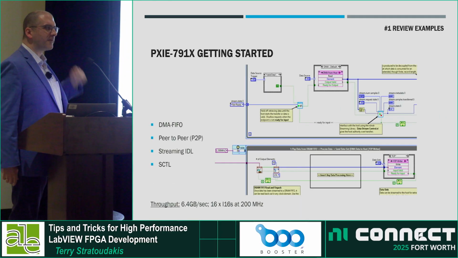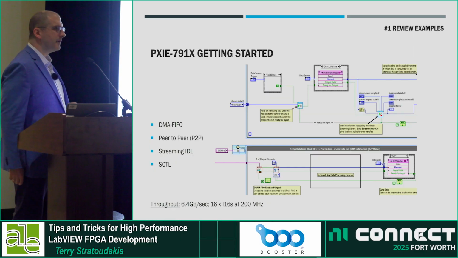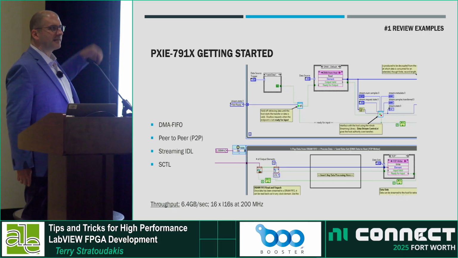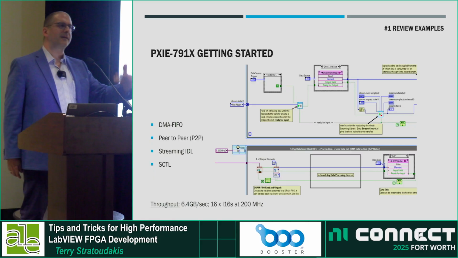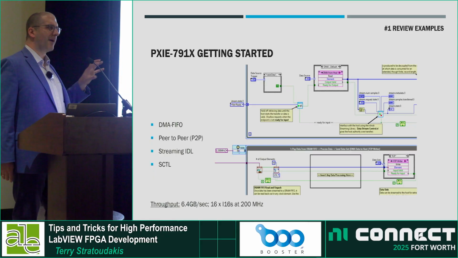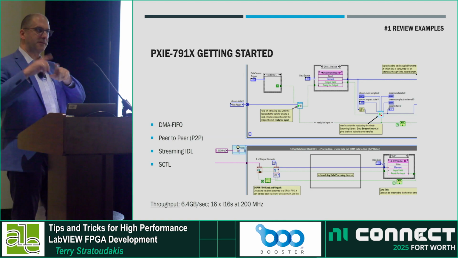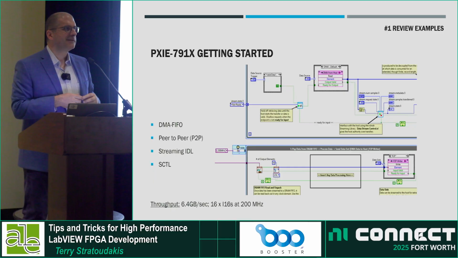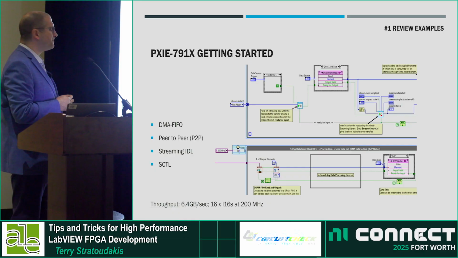I'll show you a couple of my favorite examples. They span across different products. The 7915, so 791X getting started, has an example that shows, and on the left here, you can see the technologies or abilities that this one example embodies. There's DMA FIFO, there's peer-to-peer, which goes across different cards over the backplane, and the streaming IDL. A lot of people ask how that works. A lot of times you look at the example, and it'll tell you how it works.